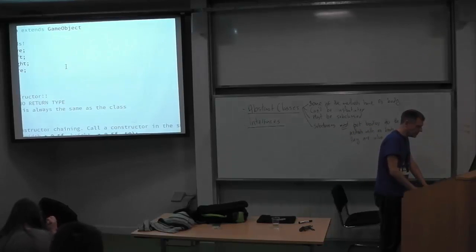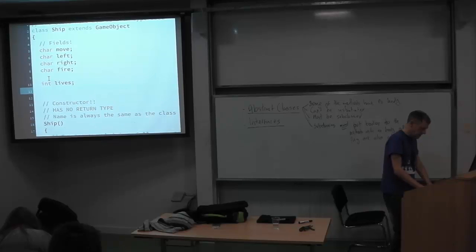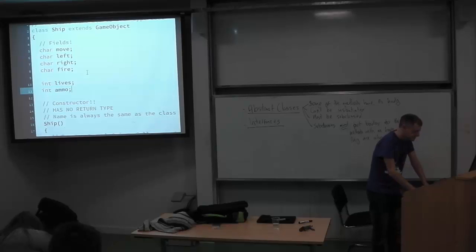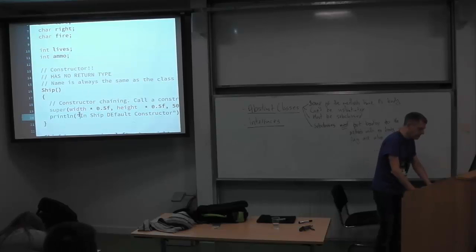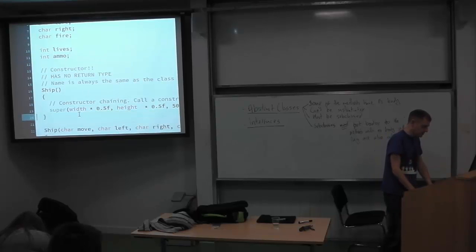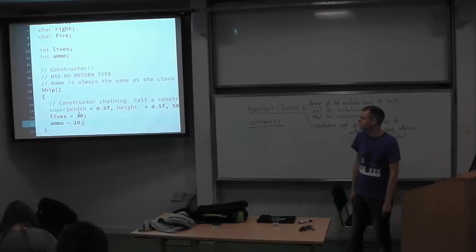So if you guys are following along, let's put in a field here for health. Oh, let's call it lives. And let's put in another int here for ammo. Okay, and let's give them some default values here. In the ship constructor, let's say lives is equal to 10 and ammo is equal to 10. Okay, so we got 10 lives and 10 ammo.